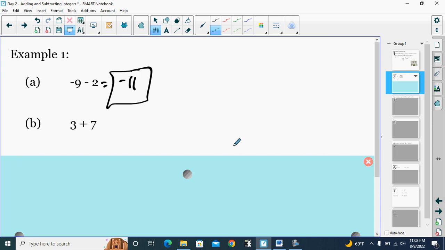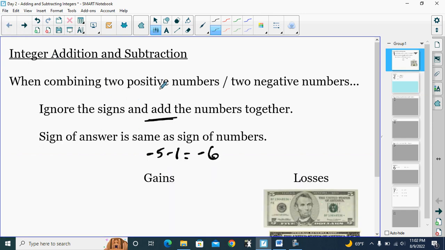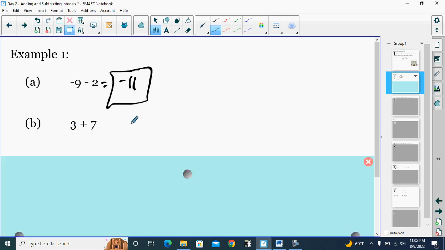3 plus 7, odds are good that you do not need to think through the rule for 3 plus 7, but let's talk through it anyway. 3 is positive. I've got a positive 3, and I've got a positive 7. When they're both positive, two positives, we add the numbers together. So we do 3 plus 7. I don't worry about the signs, just 10. Positive 3, positive 7, because they were both positive. And I'm adding, my answer is also positive.